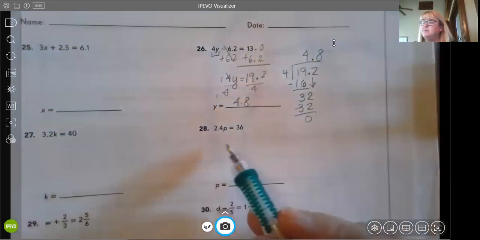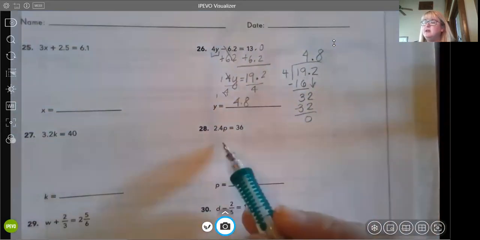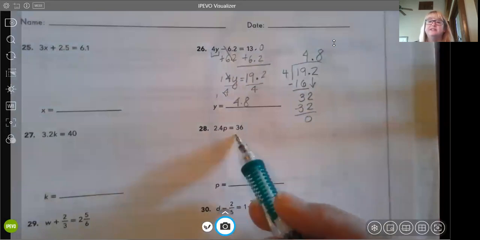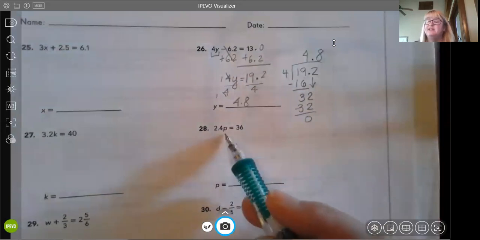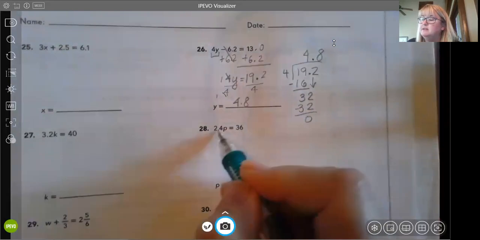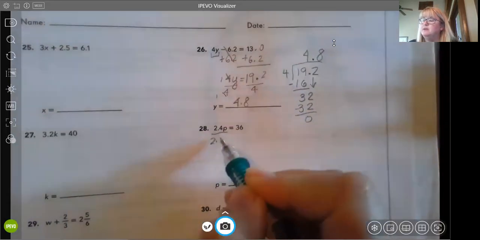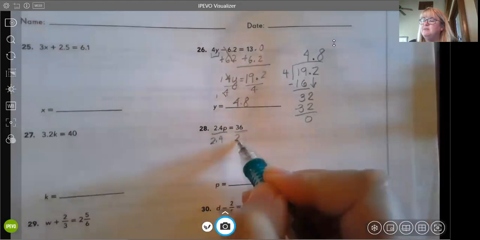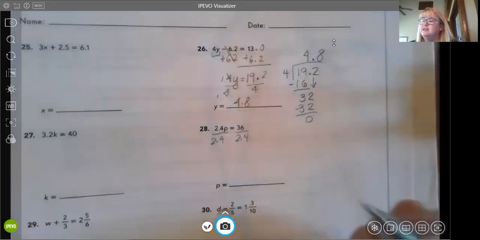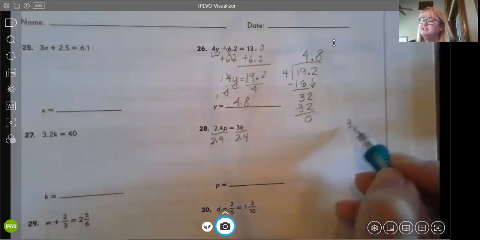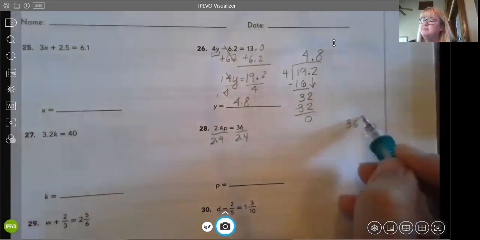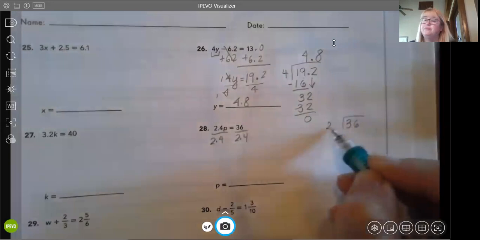All right, this is a one-step equation. 2.4p equals 36. Well, there's no plus or minus anything, but it's 2.4 times p. So what's the opposite of multiplying by p? Dividing by p. Dividing by 2.4. So I got to do the same thing on both sides. All right, this does not help very much, so I'm going to come over here and I'm going to write 36. I'm dividing it by 2.4.